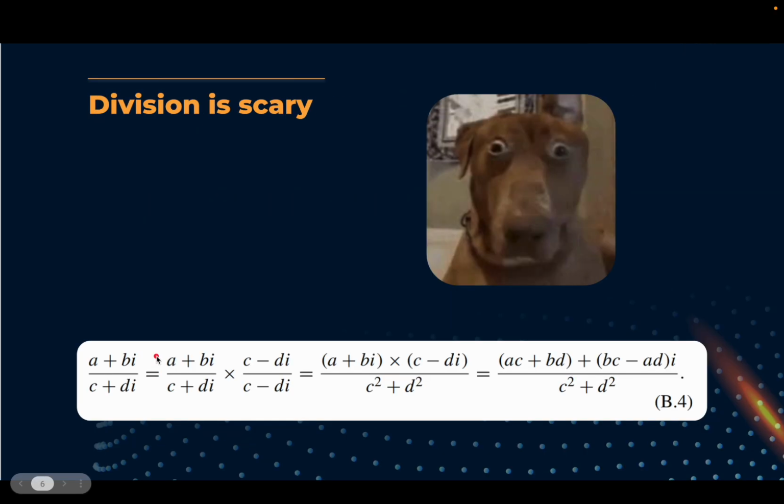Obviously, addition and multiplication are pretty easy, but as you can see here, division is pretty scary. If you're dividing a plus bi by c plus di, this would be the formula for it. You multiply by this, which is essentially 1, right? Because you're multiplying and dividing by the same number. And then you combine these terms and you end up with this.